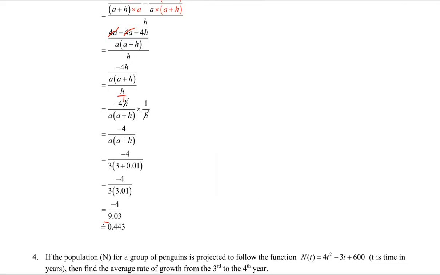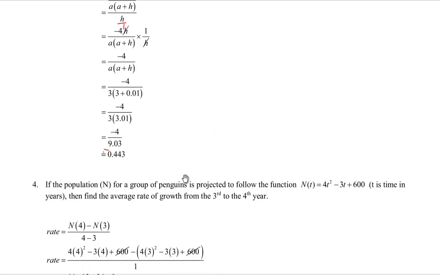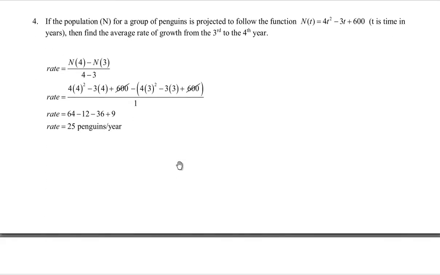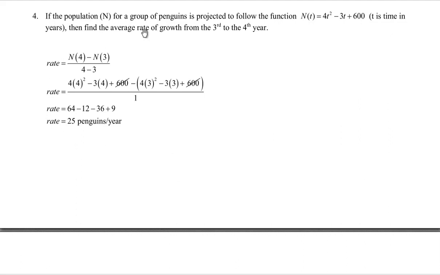So let's move on to 4 here. In question 4, we're told the population N of t for a group of penguins is projected to follow this function. N of t is 4t squared minus 3t plus 600. t is the time in years. N of t represents the population at that time. They're asked to find the average rate of growth from the 3rd to the 4th year.